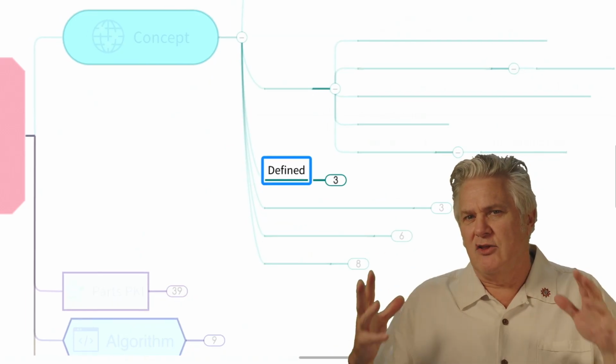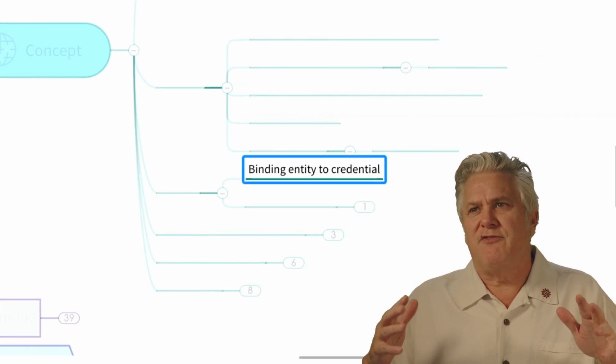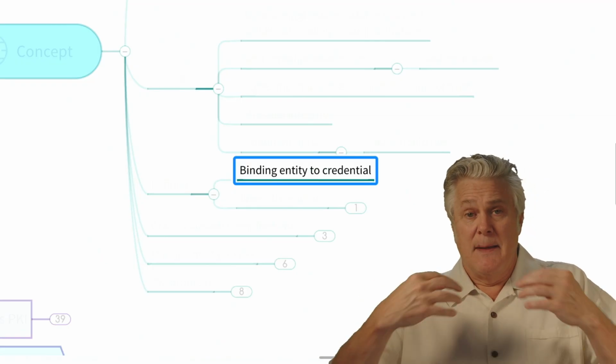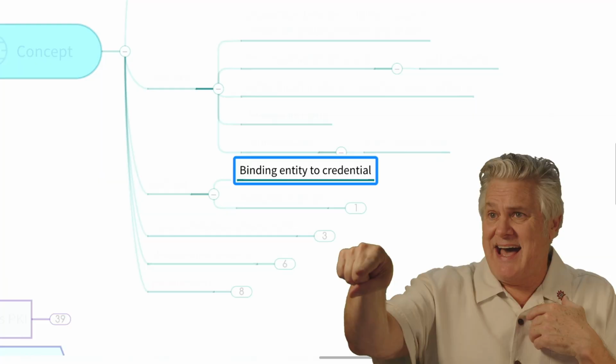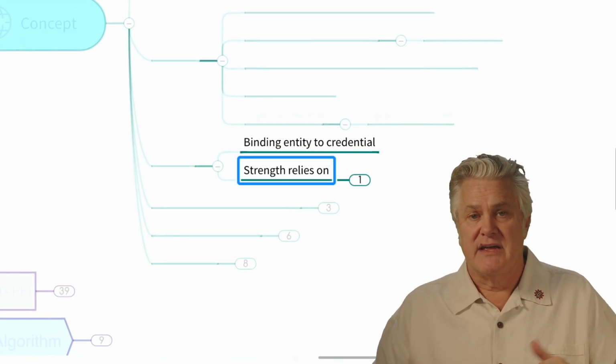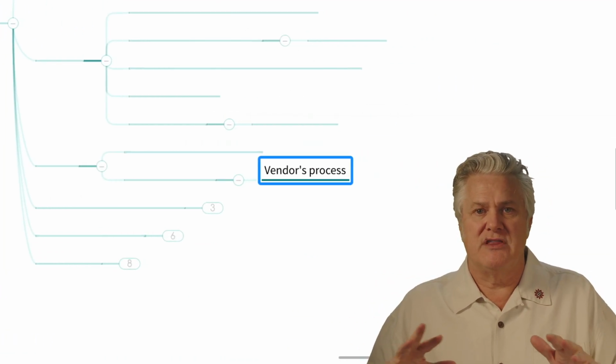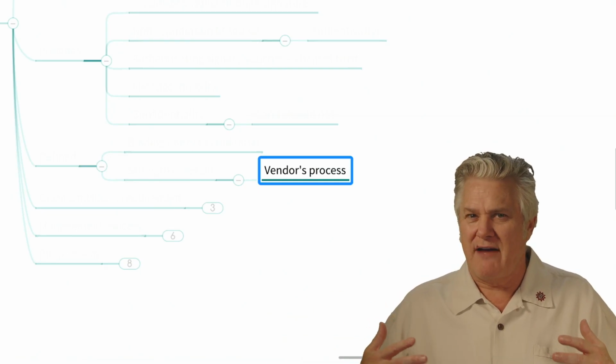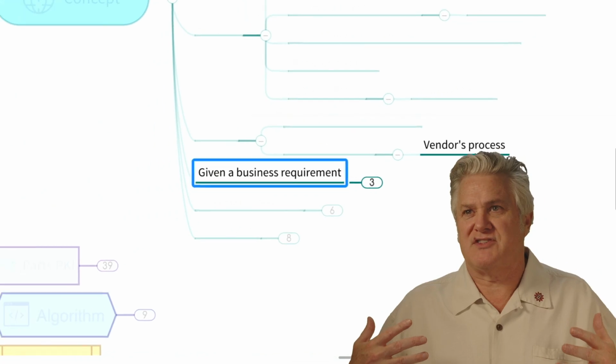Now, we're talking about the larger system here. We're defining the ability to bind entities to a credential. Me is represented by that set of bits that's sitting right there. Its strength wholly relies on either the vendor's process or my internal process. So therefore, we have to have really good long-term process here.